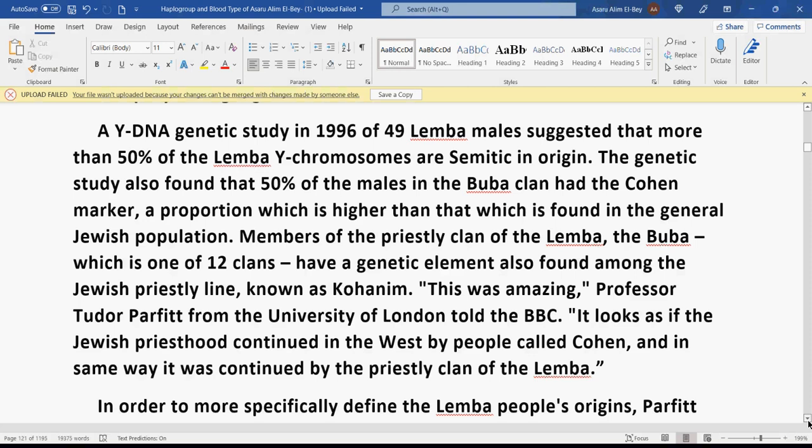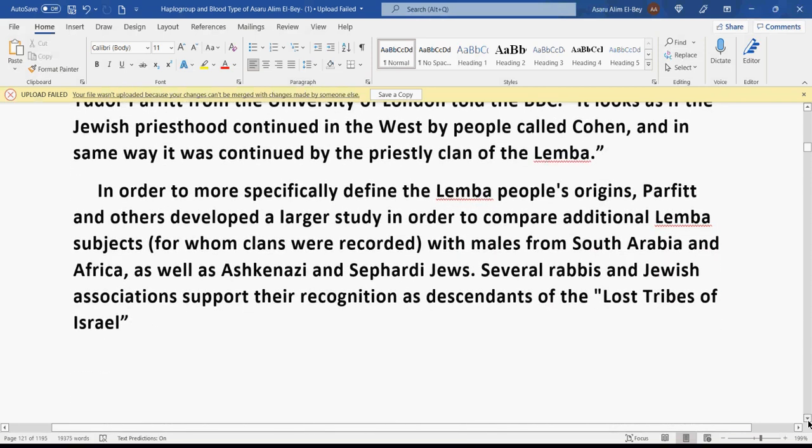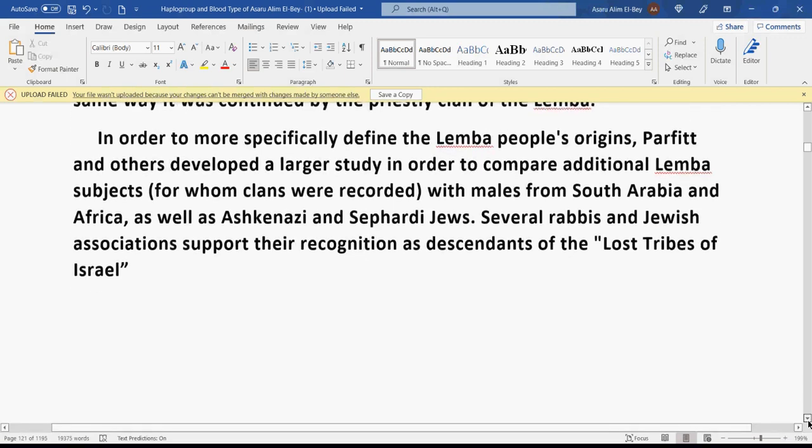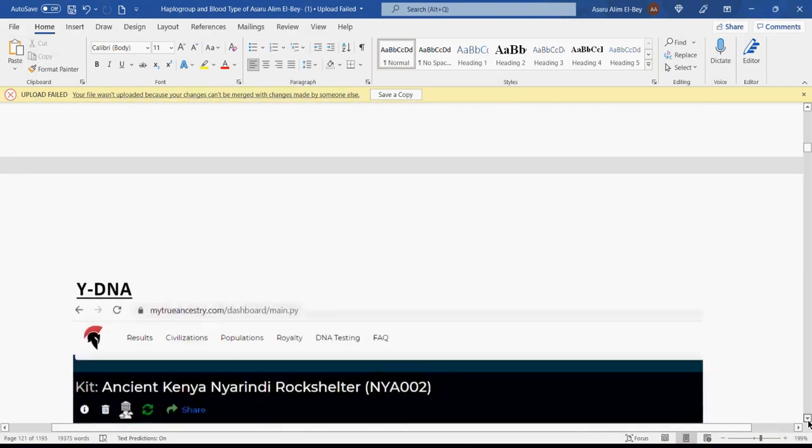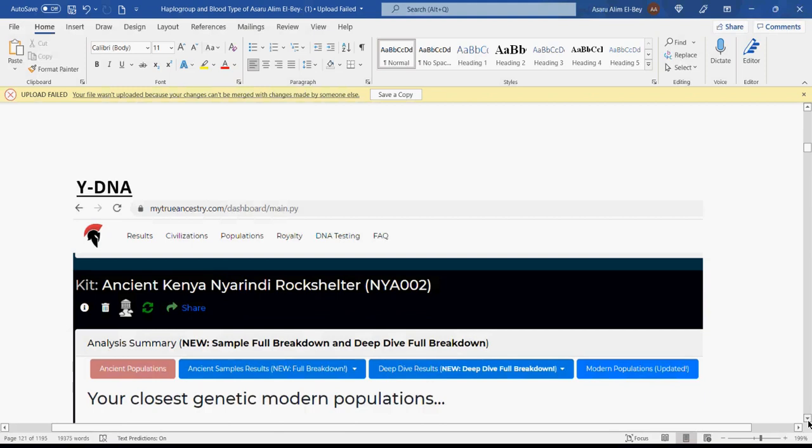Professor Tudor Parfit from the University of London told the BBC it looked as if the Jewish priesthood continued in the West by people called Kohen, and in the same way it was continued by the priestly clan of the Limba. In order to more specifically define the Limba people's origin, Parfit and others developed a larger study to compare additional Limba subjects for whom clans were recorded with males from South Arabia and Africa, as well as Ashkenazim and Sephardic Jews. Several rabbis and Jewish organizations support their recognition as descendants of the lost tribes of Israel. So they have genetic markers that prove they are from the lost tribe of Israel. In particular, they are the Levite priests.